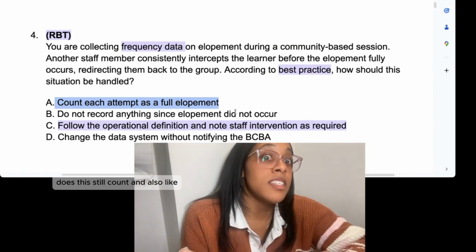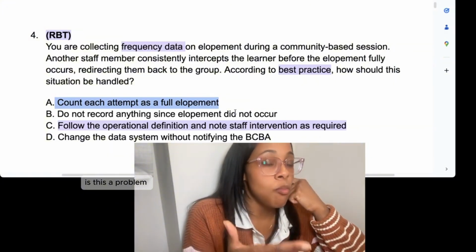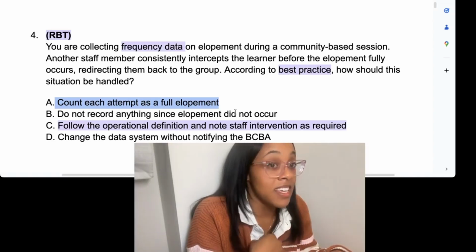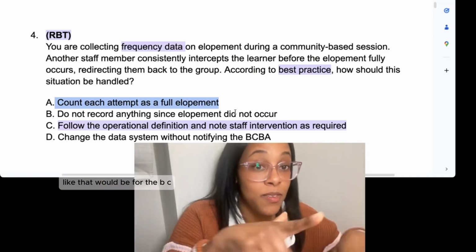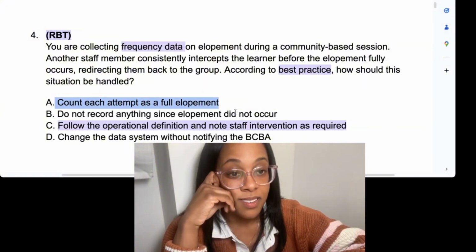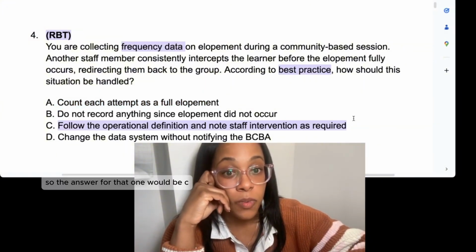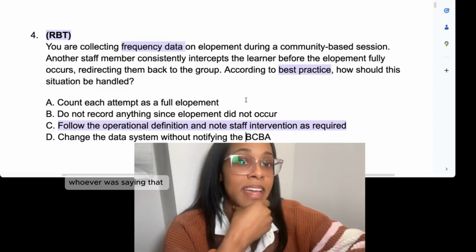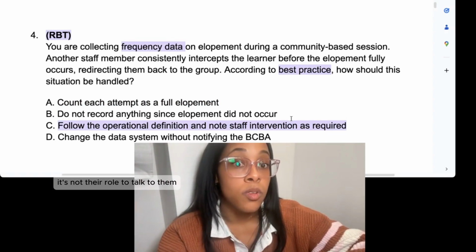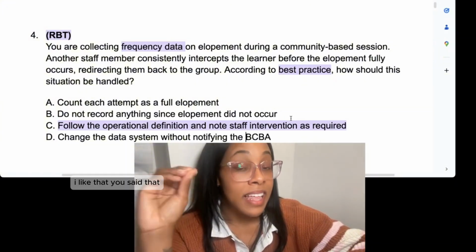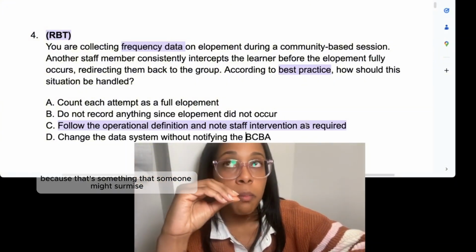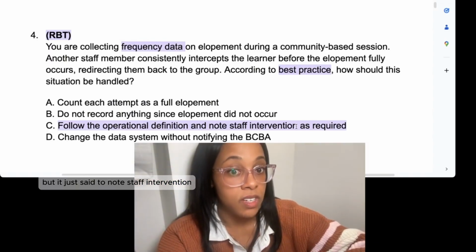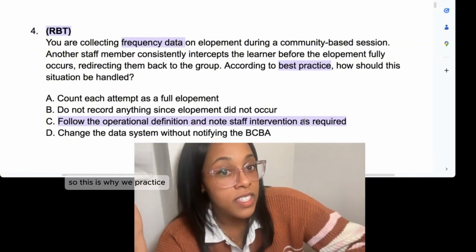Hey, like, does this still count? And also, like, is this a problem? Do you want someone outside of me to redirect? That's not your role anyway. Like, that would be for the BCBA to say. So the answer for that one would be C. But make sure you're reading it very, very quickly. Like, whoever was saying that it's not their role to talk to them, I like that you said that because that's something that someone might surmise from reading this, but it just said to note staff intervention. So this is why we practice.